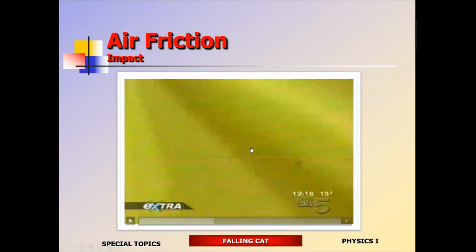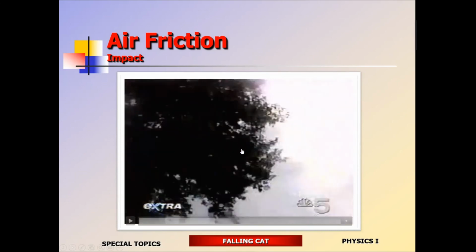On top of that, he does another thing which is extremely smart. He gets his body parallel to the ground. Why does that matter? It does matter. Why? Because you take the impact force and disperse it onto a much larger surface area. In doing so, you reduce the pressure.